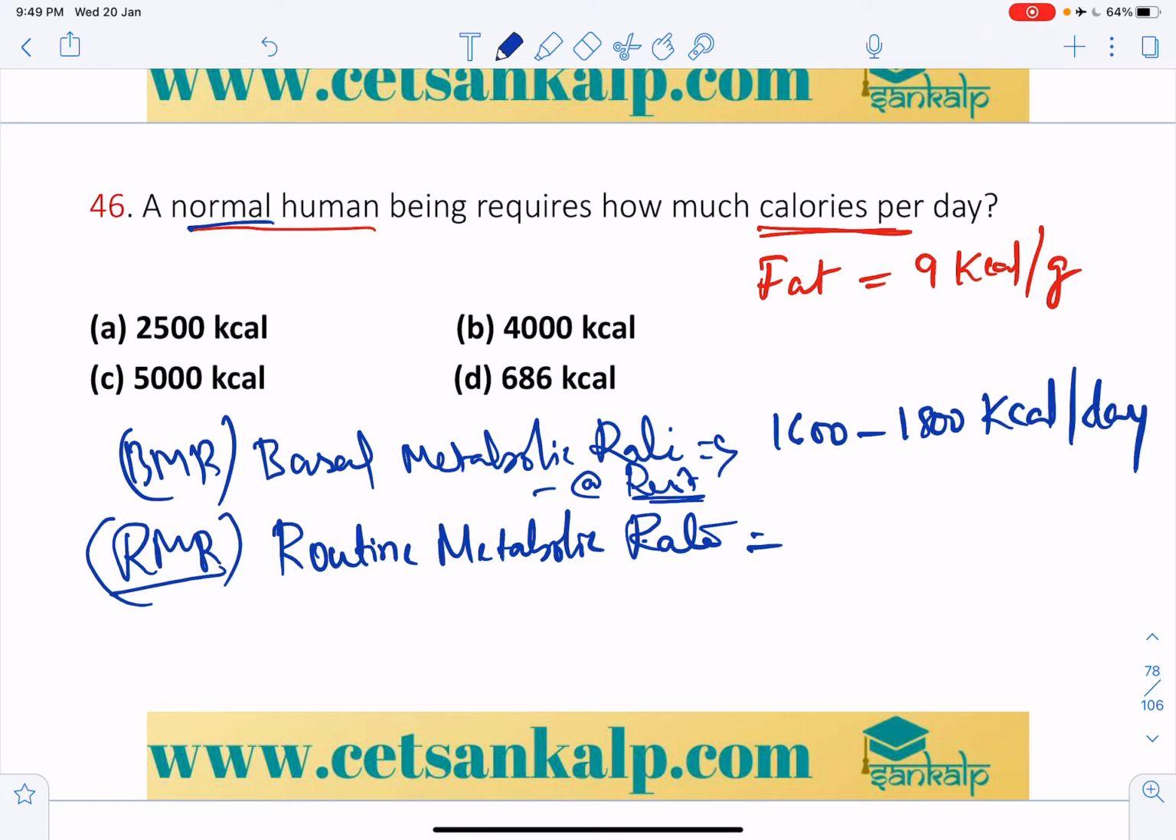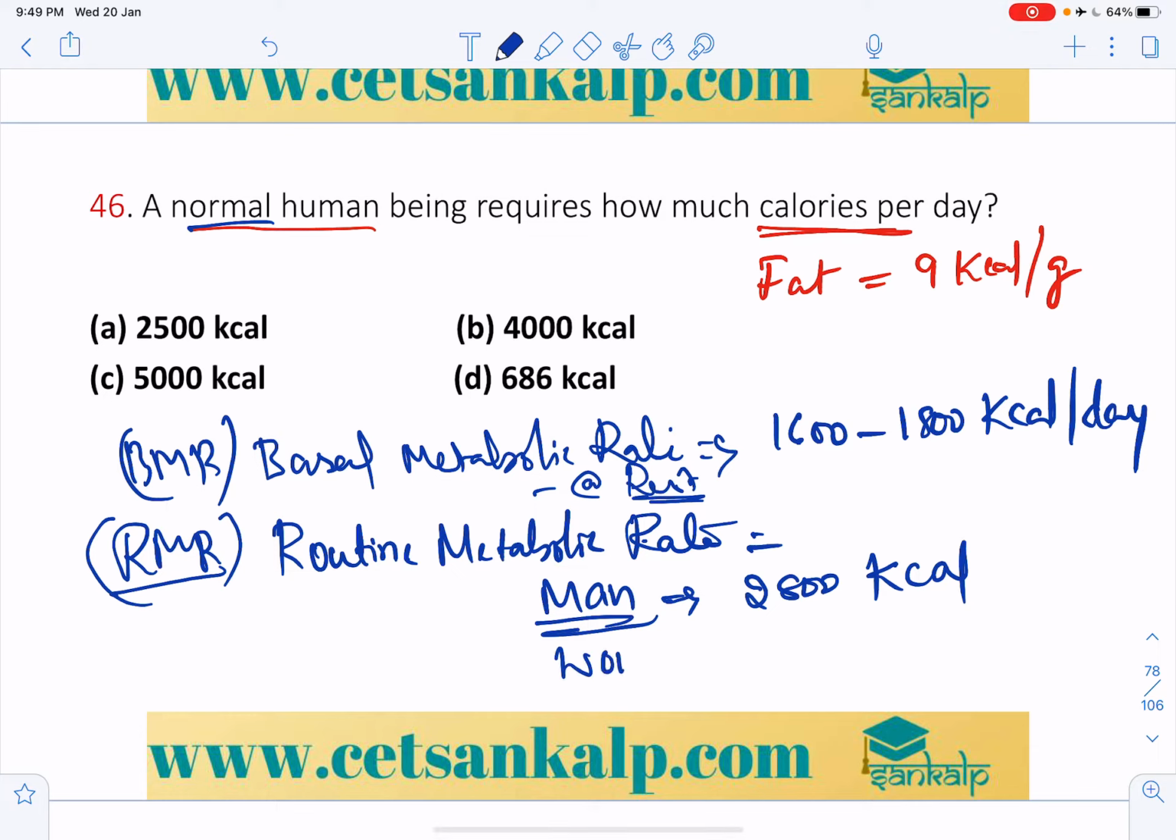Right, when you are going to perform your work, when we go to college, or we are going to play a game, at that time more energy is required. For an adult man it is more compared with the female. Generally an adult man requires 2800 kilocalories, and in case of a woman, something around 2200 to 2000 kilocalories. This is for both, per day.